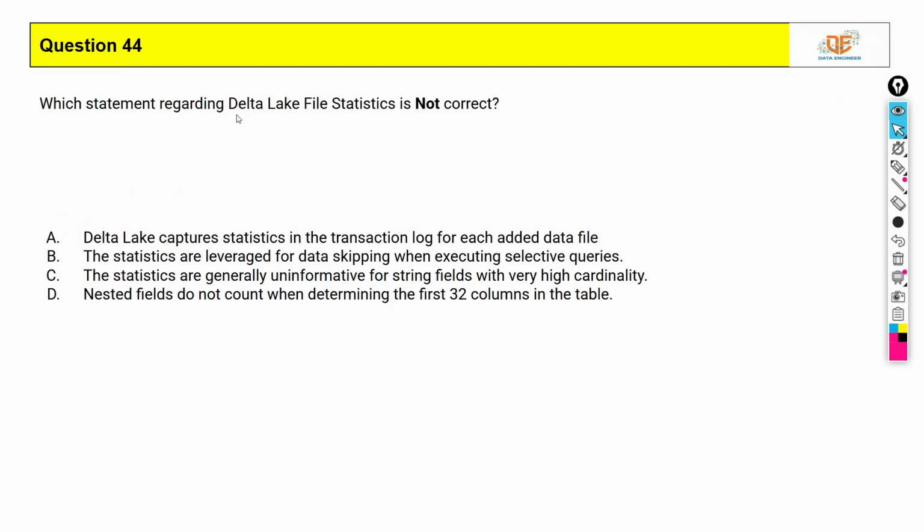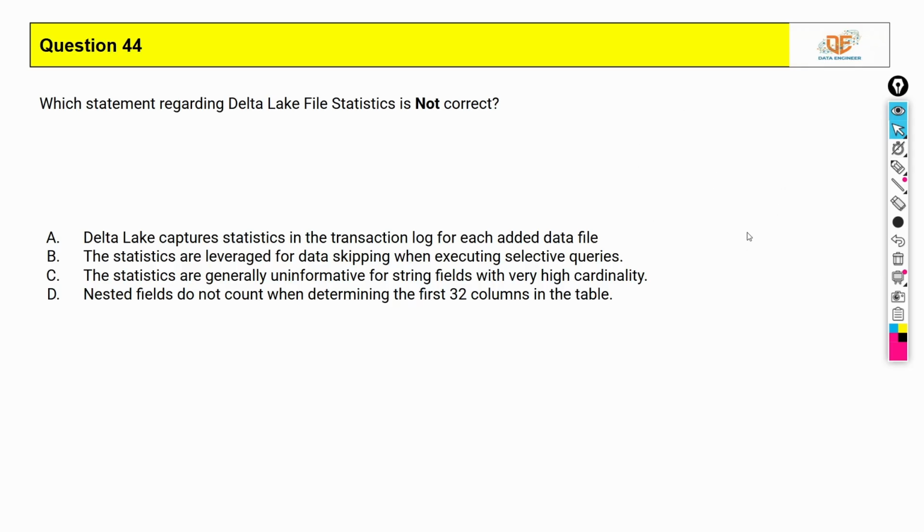Which of the following statements regarding the Delta Lake statistics is not correct? Let's see one by one. Delta Lake captures statistics in the transaction log for each added data file. That's true. Data statistics are leveraged for data skipping while executing selective queries. That's true. Statistics are generally uninformative for strings with very high cardinality. Again, that's true, because as I already said, statistics cover row count, min, max, and null count.